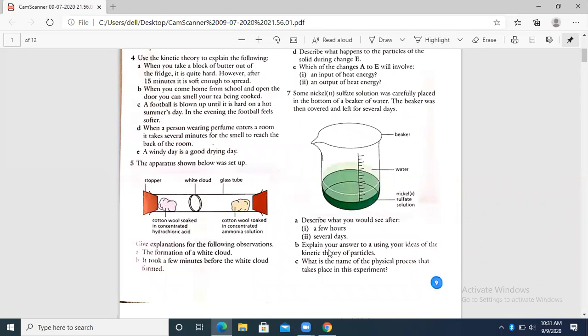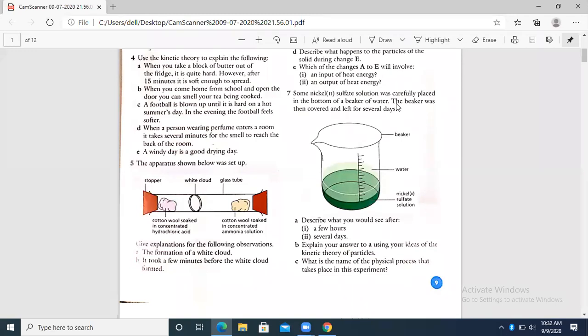Okay. The nickel sulfate particles are moving randomly around the solution at the bottom of the beaker, as are the water particles above. Over time, the random movements will result in the particles mixing together. After a few hours, only a few water and nickel sulfate particles will have become mixed. But after several days, they will be fully mixed together. Okay, correct answer.